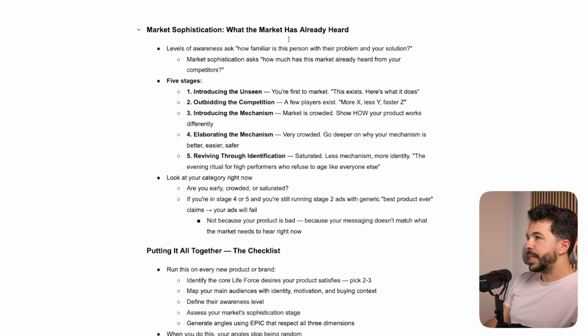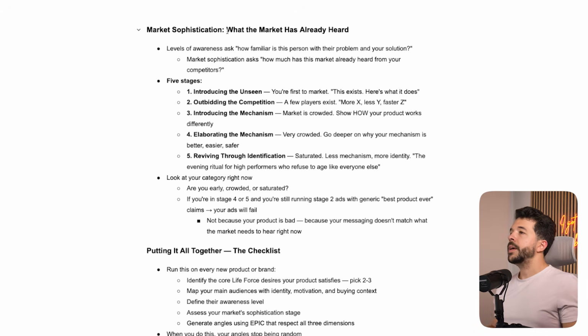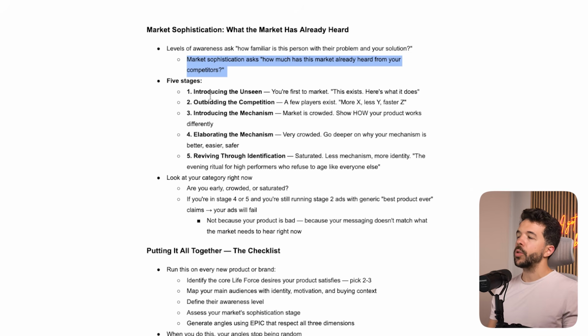Based on market sophistication, this is another thing that you want to make sure you understand. This is what the market has already heard. Based on how new your solution is to the market, people most likely have heard something similar. Based on how many competitors you have, how many people are selling the same offer, you want to have different stages to approach the market. Market sophistication basically asks how much this market has already heard from your competitors.